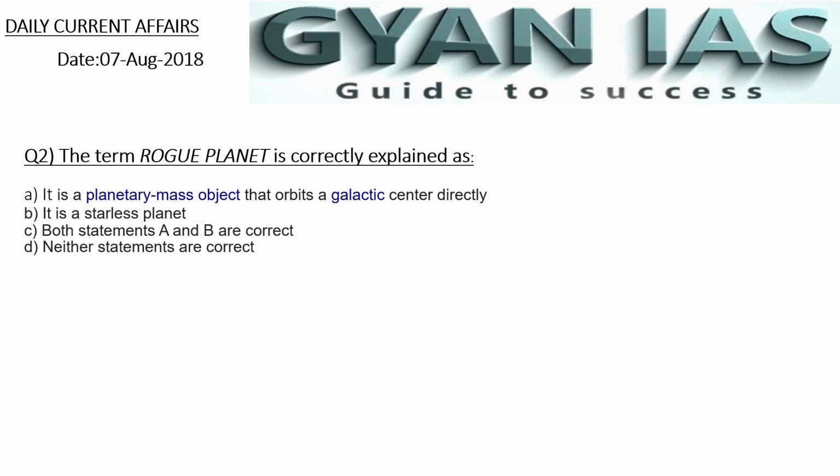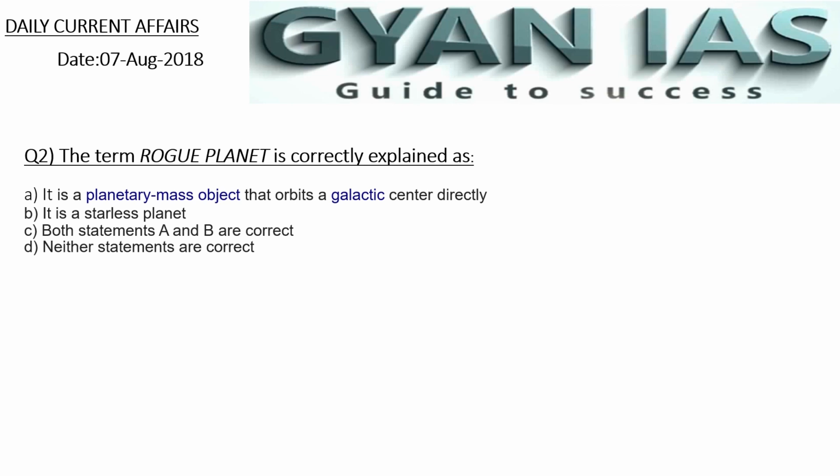This question I have selected because astronomers have found that there is a rogue planetary mass object over 12 times the mass of Jupiter, found drifting alone through space around 20 light years away from the Earth. The term rogue planet also denotes an interstellar planet, a nomad planet, a free floating planet, an orphan planet, a starless planet, and a sunless planet. All this means a rogue planet. Hence, option C is correct.